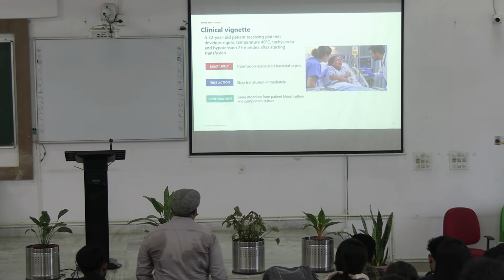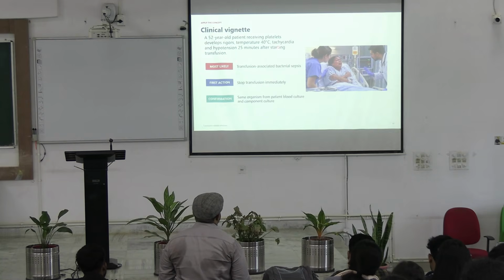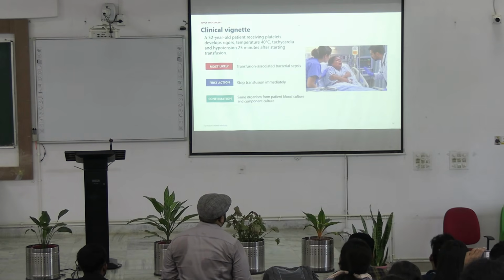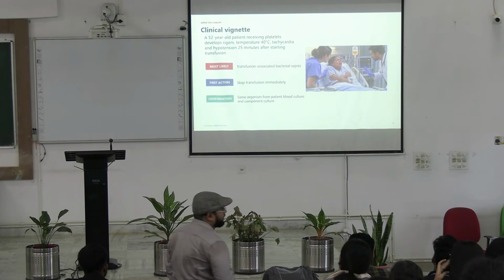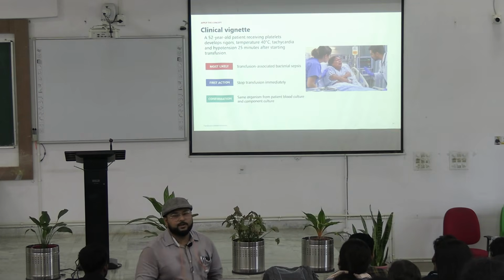So this is a case of a 58-year-old patient receiving a platelet transfusion who developed rigor, temperature 40 degrees centigrade, tachycardia, and hypotension 25 minutes after starting the transfusion. So what can happen? Transfusion-associated bacterial sepsis can happen or TRALI, both can happen. That would be the two differential diagnoses. Differential diagnosis is very important.